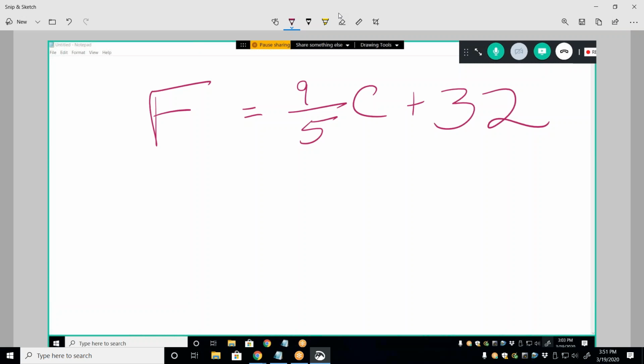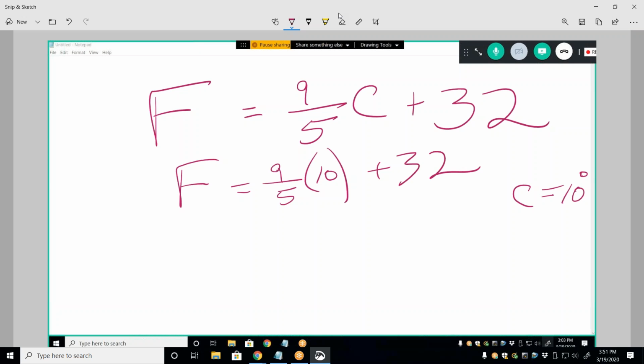So what if I said C equals 10 degrees? Can you convert that to a Fahrenheit temperature? Yeah, just plug in 10 for C. That's the purpose of this formula, is to allow you to convert it. So you plug in your Celsius temperature, do the math. What's that? Do it my way, where you do the 10 divided by 5 first.